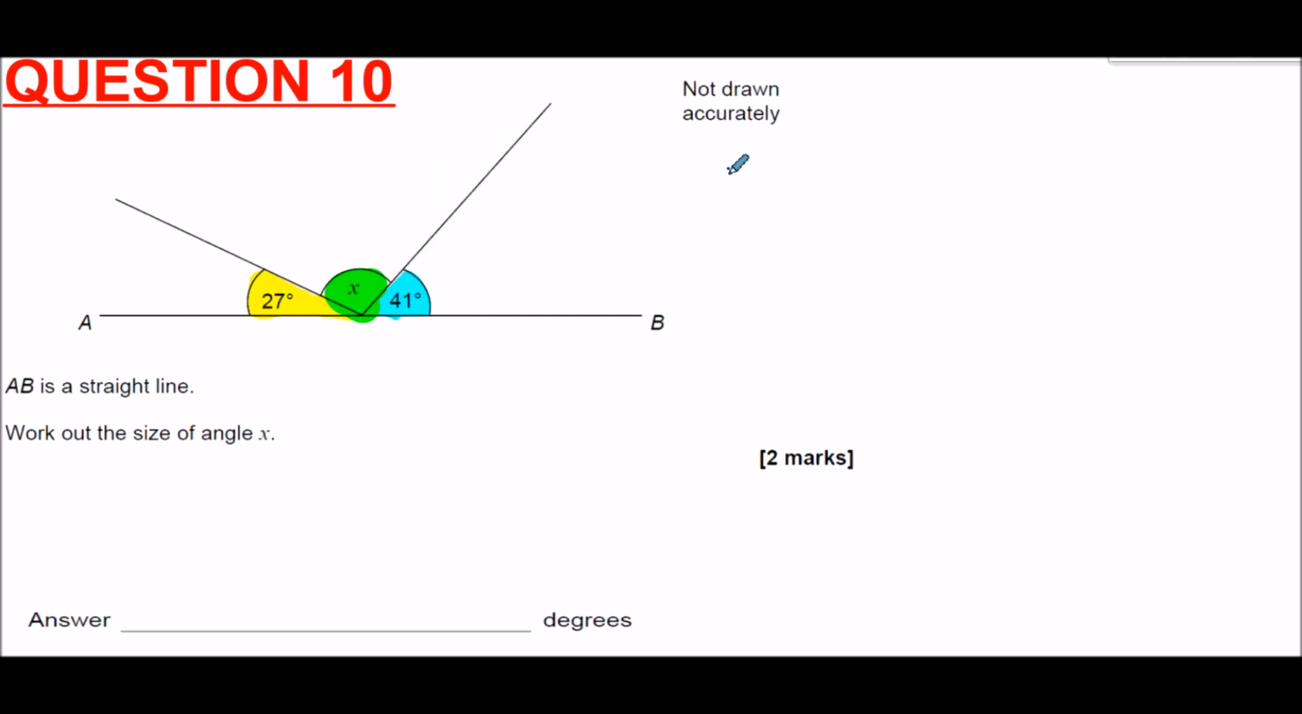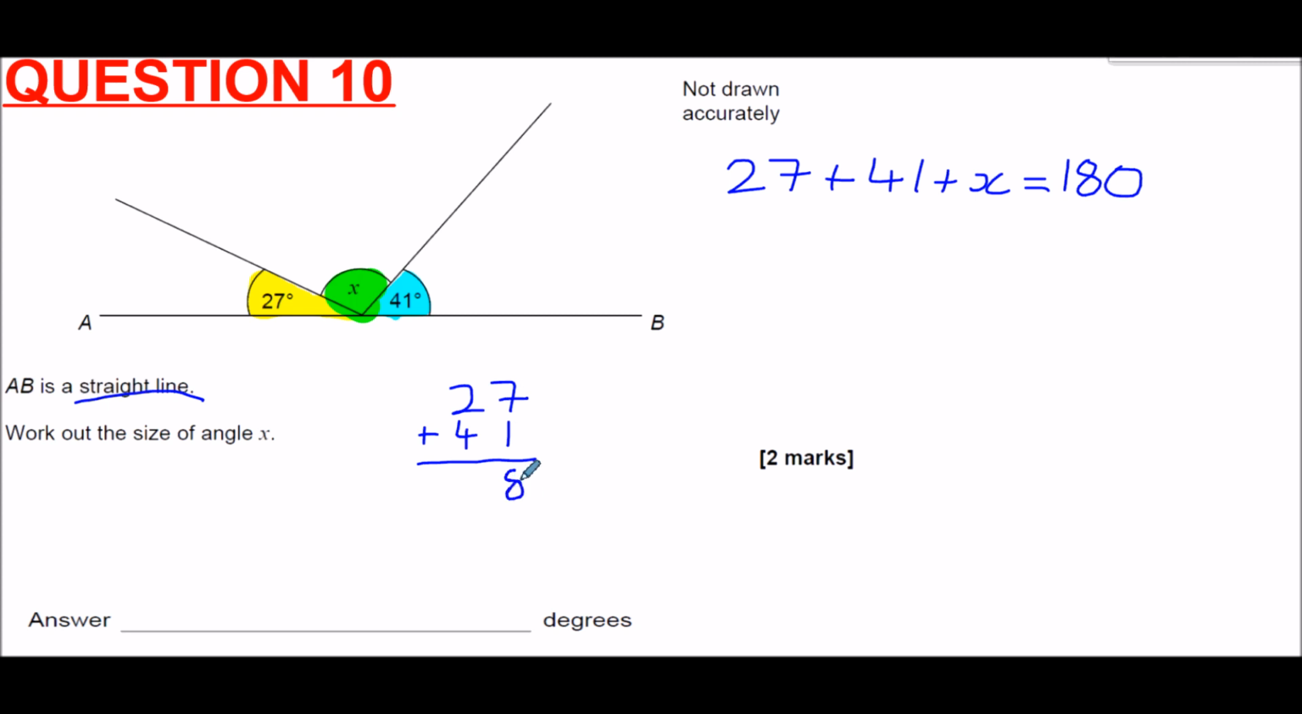So the first thing to mention is that these 3 angles, when we add them all together, will definitely give us 180 degrees. We don't need to guess that AB is a straight line, because it tells us. So let's simplify this. 27 plus 41. Well, what would that be? So, 7 plus 1 is 8. 2 plus 4 is 6. So 27 plus 41, I can simplify slightly and just say that's 68.